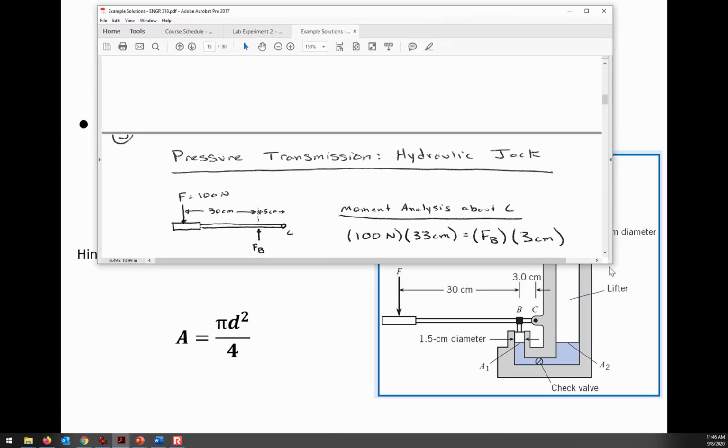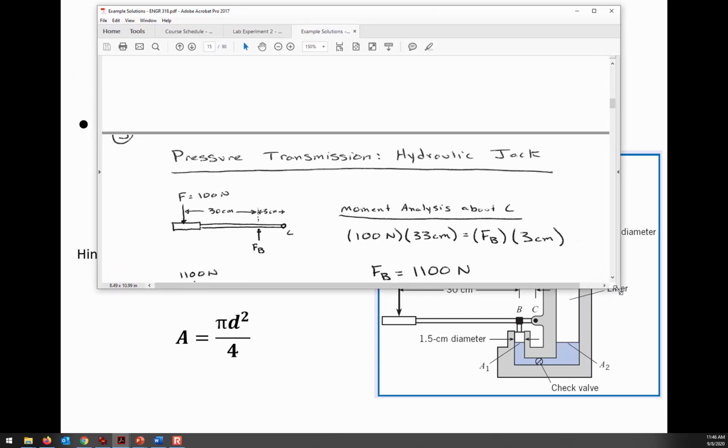Okay, and so that means that the force is going to be 1100 newtons. So F sub B, the magnitude of that force, is 1100 newtons just because of this moment analysis. If we're pressing down on the handle with 100, it's further away from C than this other force is. And so to counterbalance it, the product of the force and the distance have to be equal. When this is in equilibrium and it's not rotating, since the 100 Newton force is further away, F sub B has to be larger. All right, so that tells us what the force is.